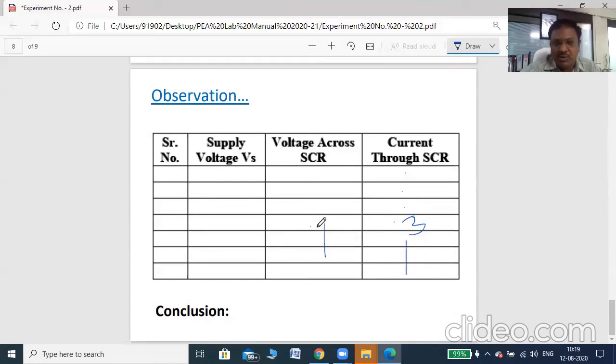The voltage across the SCR reduces. At this value of voltage, if it is 200 at this reading or maybe level, at that time the current is equal to 0. But after that, the SCR turns on, so the voltage across the SCR equals 1 volt only, and your current may be 30 milliampere. After that, the voltage across the SCR remains 1 volt, and it may be 40 milliampere, 50 milliampere, 60 milliampere, and so on. So you can say your SCR turns on at this value.